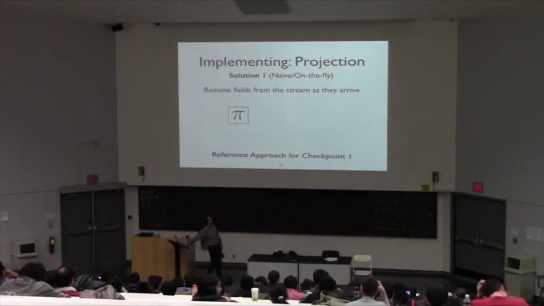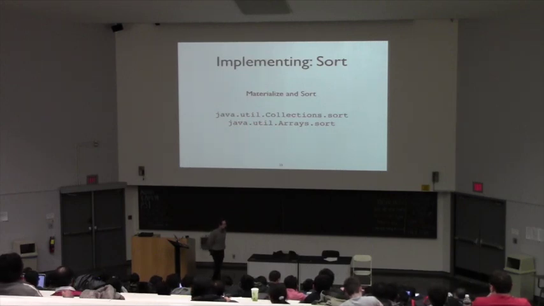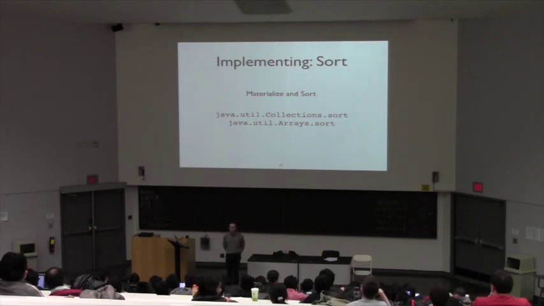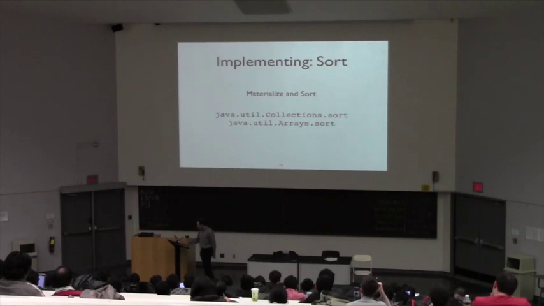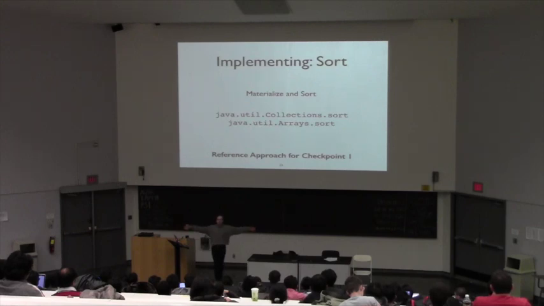All right, next operator, sort. This is really one that's very tricky to implement correctly. The reference implementation for checkpoint one just does this in probably the most boneheaded way possible. Read in the entire input stream, use one of the native Java sort methods. Congratulations, you now have a sorted array of tuples. Output them one at a time in order.